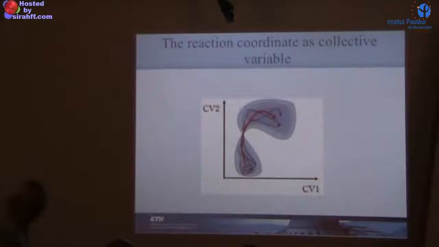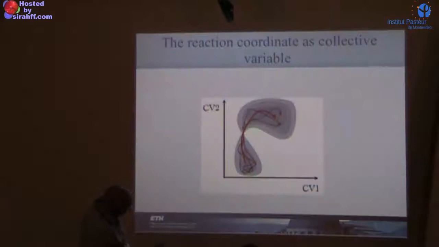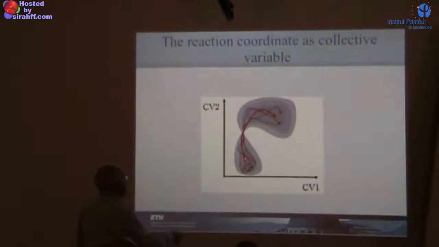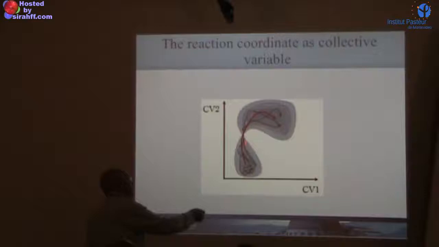So in this situation, really, the most useful coordinate would be this line here, which is sort of the center of the tube of trajectories that get you from A to B. So if I know A and B, I can look for a path that takes me from here to there and use that as a collective coordinate.